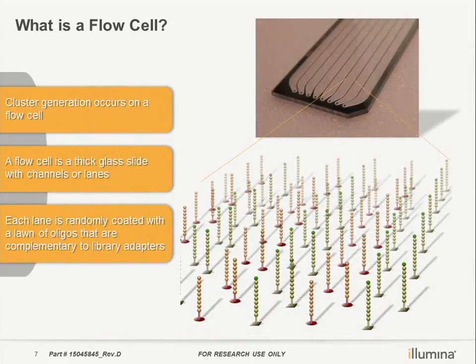So what is cluster generation? This is a typical flow cell. This is a flow cell for the HiSeq, but the concept is the same. When we magnify the flow cell, you can see there are many pre-coated oligos on it. Of course, it's random, not in a very regular way like this. It's randomly coated with both P5 and P7 primers.